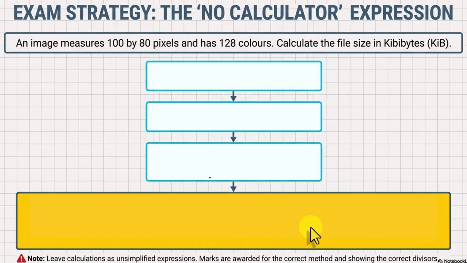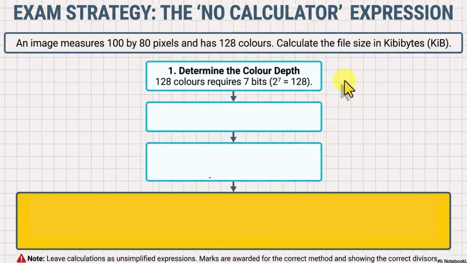In the exam, you have no calculator. So if you face some questions, you have to do them by yourself. An image measures 100 by 80 pixels and has 128 colors. So this is not the bit depth, that is the number of colors. You have to calculate that, so in exams you have to be careful about that. Calculate the file size in kibibytes. So open your notebooks, try to calculate this, then come back to the video to see if your answer is correct, or if not, where you made the mistake.